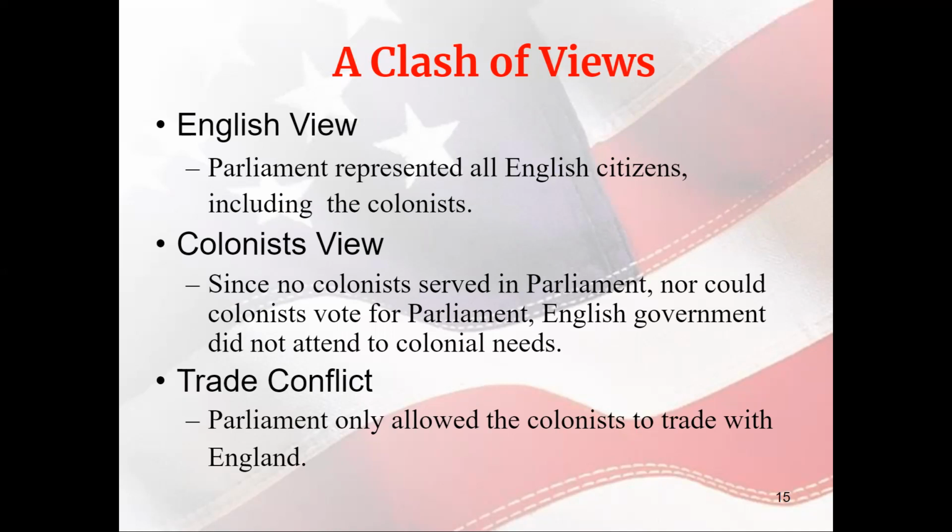They were upset that they couldn't serve, they couldn't vote, and they felt the English government did not attend to their specific needs. Their needs weren't being represented within Parliament, obviously, because they couldn't vote or they couldn't be in Parliament.